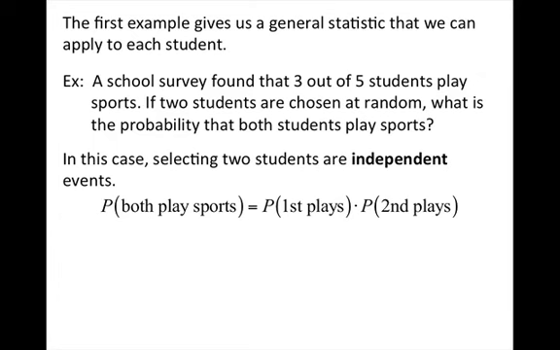This is going back to an experimental probability where we're going to use the actual data. You know, all that I'm told is 3 out of the 5 students play sports, so I just assume that statistic will apply to everyone. So the probability that the first student plays sports is 3/5. The probability that the second student plays sports is also 3/5. So if I multiply this, the probability that they both play sports is 9 out of 25.